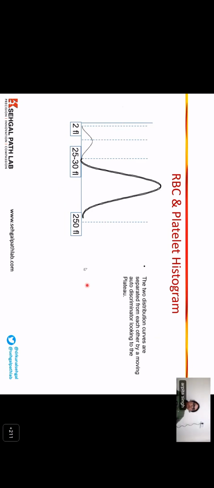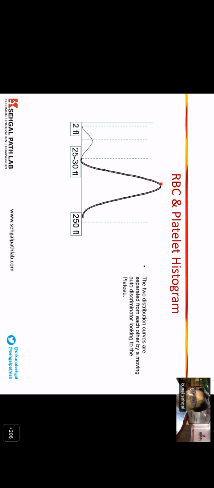So histogram is always a single parameter evaluation. On any histogram in the world, the left side will always be count. Okay. And the bottom is the parameter which you are measuring. So here, when we are measuring the particles, we are measuring, as rightly suggested, the cell volume, which we measure in femtoliters. So platelets are small in number, in lakhs. RBCs are in million. So the peak of RBCs is higher than the peak of platelets.